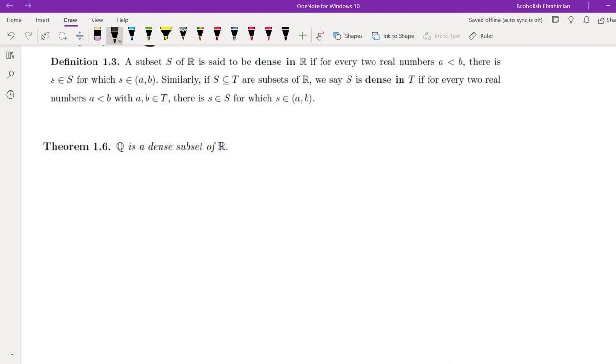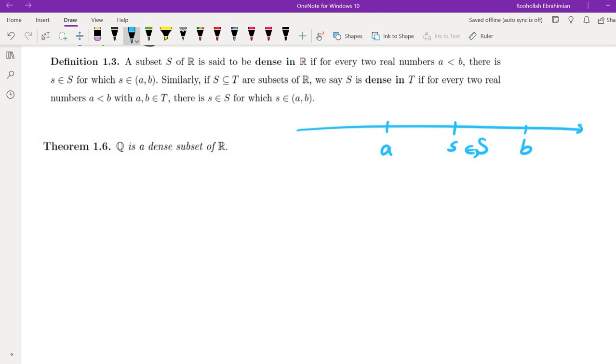A subset S of R is said to be dense in R if for every two real numbers a less than b, there is an s in S for which s is in the interval a to b. So if you take the interval from a to b, there is something in S that is between a and b. In every interval, there is an element of the set. In that case, we say the set is dense.